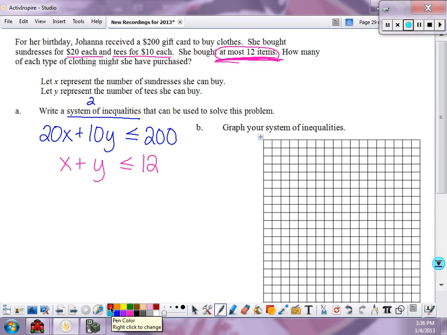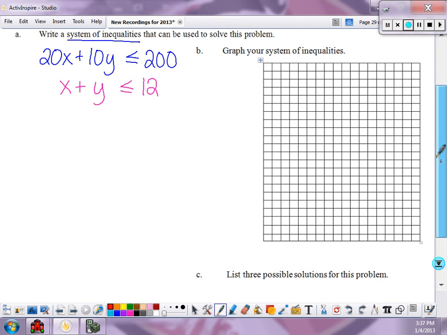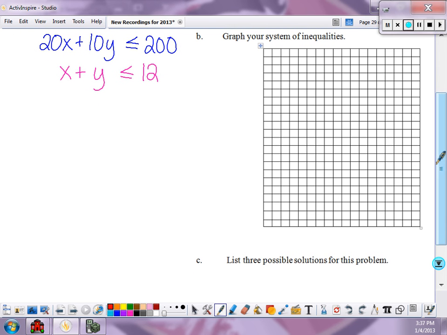This is your first bullet, the answer to A. The second one we actually have to graph. The problem is you can't graph those equations because Y is not alone. But don't worry, I will get it alone for you. Let's get the first one alone. 10Y is less than or equal to 200 minus 20X. All I did was move the 20X from the left-hand side over to the right. Now I have to get rid of the 10, so we're going to divide it all by 10.